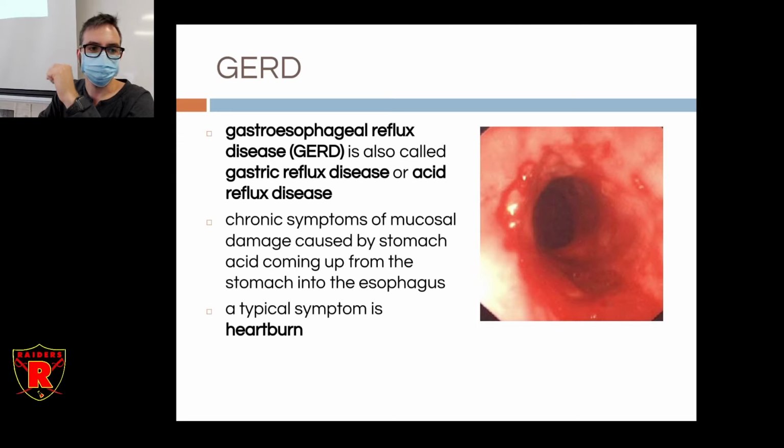Sometimes it's also called acid reflux disease or gastric reflux. And the symptom that you get from this is heartburn. You may have had heartburn before. Maybe at your age you've never had heartburn. You probably will at some point in your life. But heartburn doesn't necessarily have to be this. This is bad. So this is somebody who's had prolonged GERD for like a week or something like that.